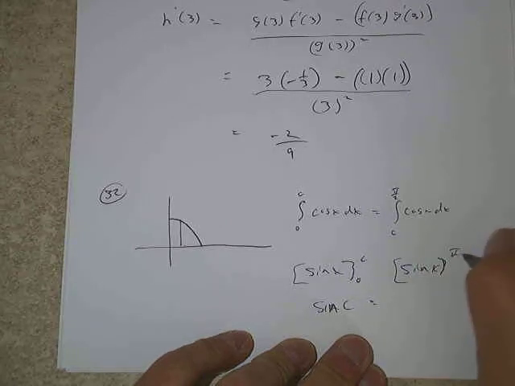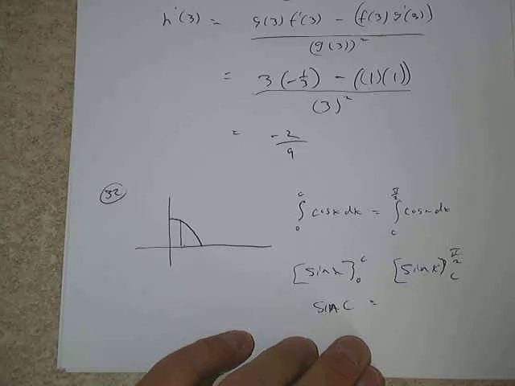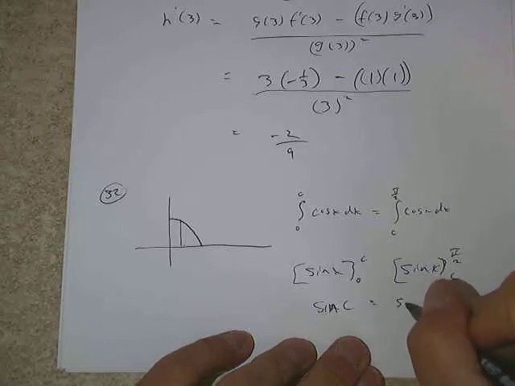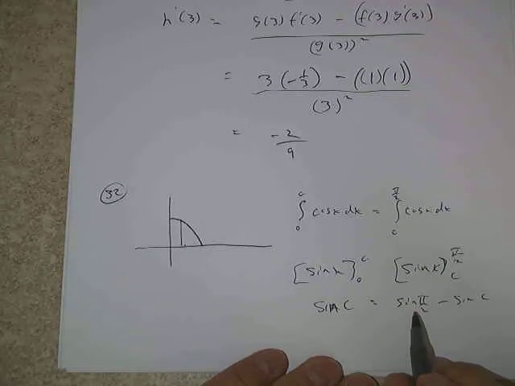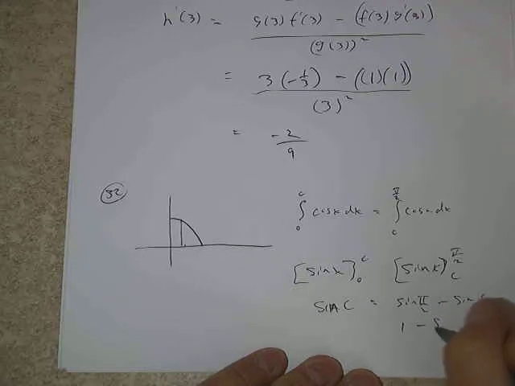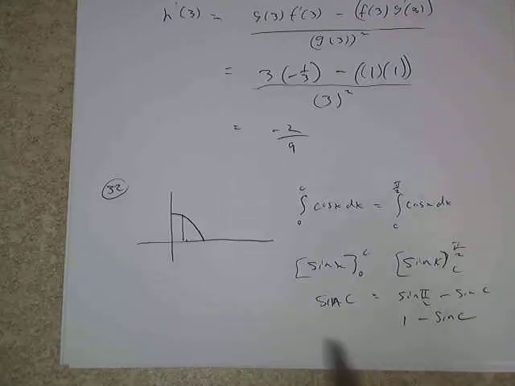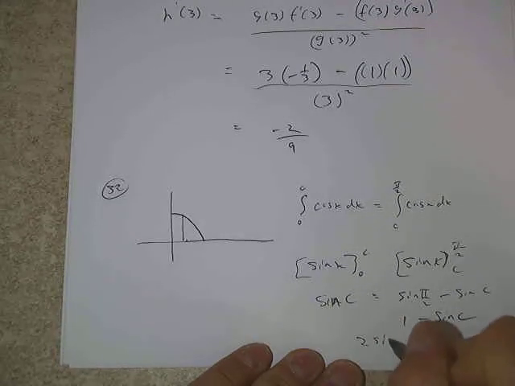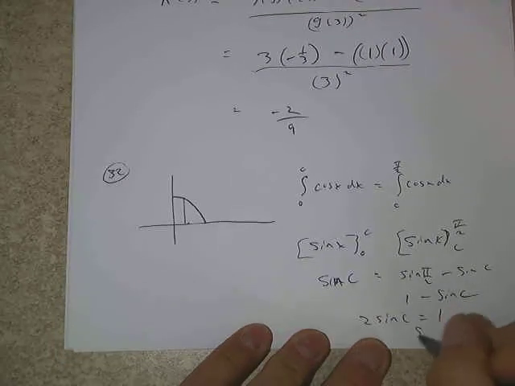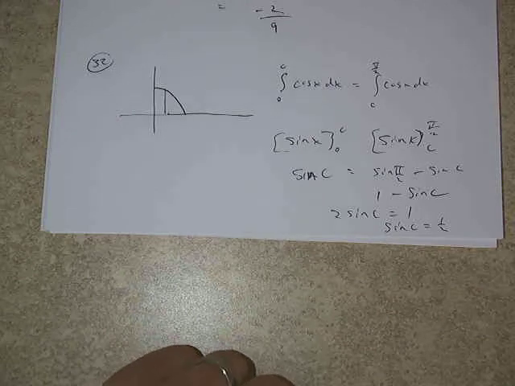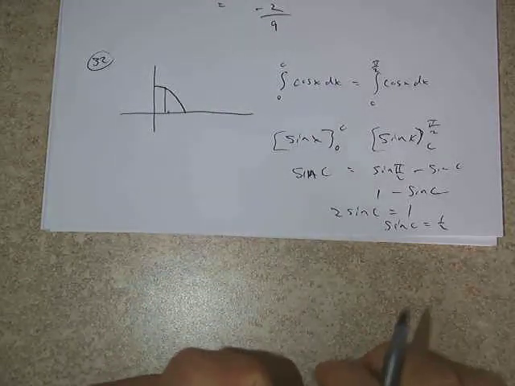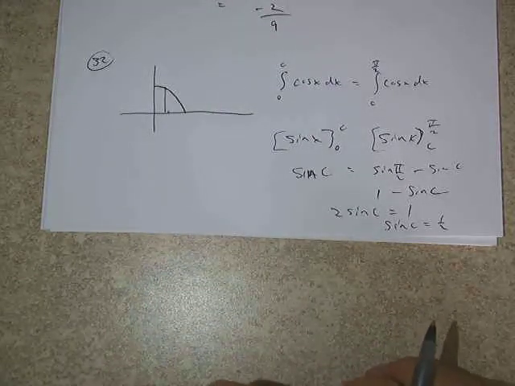And on this side, we'd have sine of x evaluated at pi over 2 and c. So we did sine of pi over 2 minus sine of c. We would ultimately have 1 here. So it'd be 1 minus sine c. And if we added sine c to both sides, we'd have 2 sine c equals 1. And ultimately we'd have sine c equals a half then.